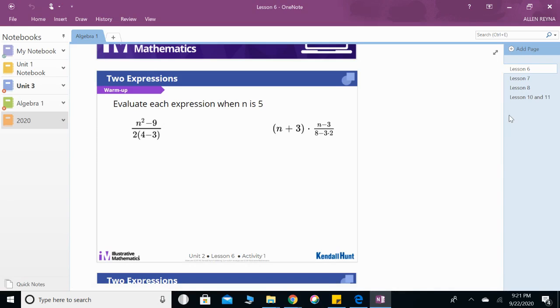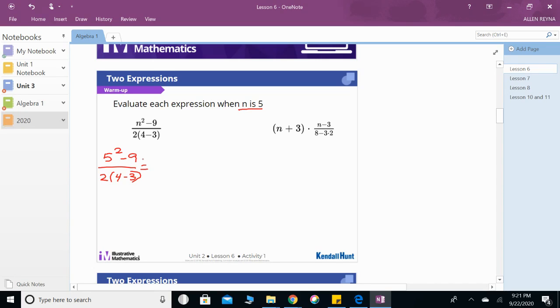So we have two equations or two expressions here, and we are going to figure out what our answer is after we substitute in 5 for n. So we're taking n and we're making it equal 5. So we do 5 squared minus 9 all over 2, 4 minus 3.